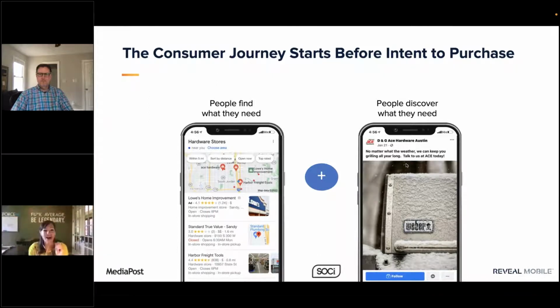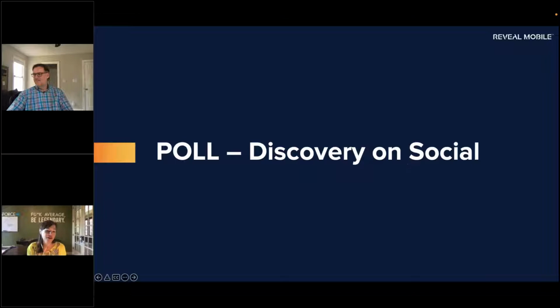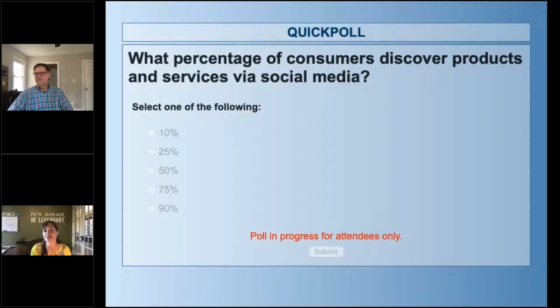And I have a very important stat I want to tell you, but before that, we're going to poll the audience. We want to know, if you had to think about what percentage of consumers discover new products and services via social channels every day, what do you think that percentage is? Do you think it's only 10% of consumers, maybe 25%, 50, 75%, or is it as high as 90%?